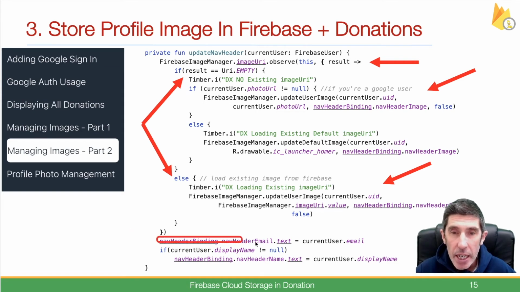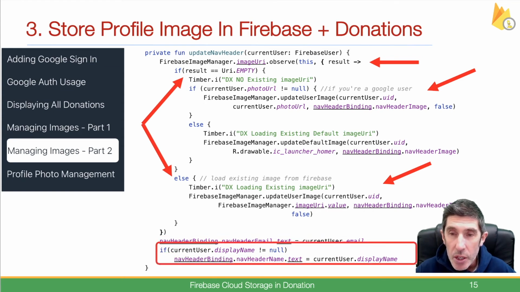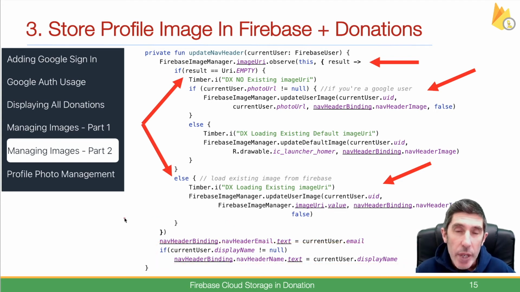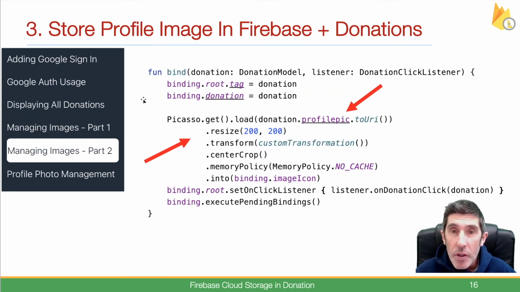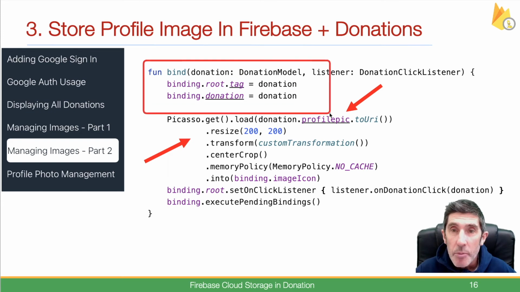Okay, and then finally we update the email with the user's email, and if the display name is not null, we update it with the user's display name. Okay, so again, different settings depending on whether you're a Google user or a standard email password user. Okay, so in terms of managing those images again, and dealing with the kind of stuff that we would see inside the adapter, so to speak.